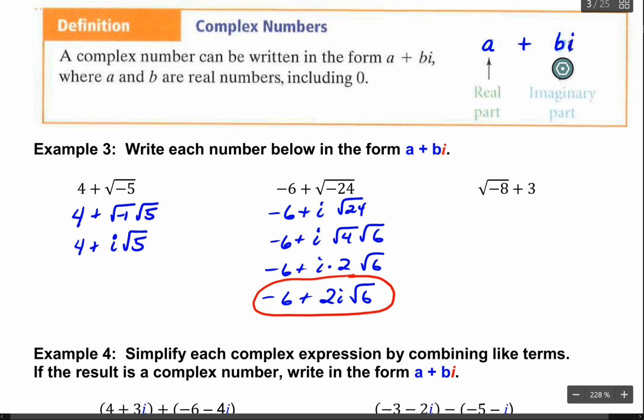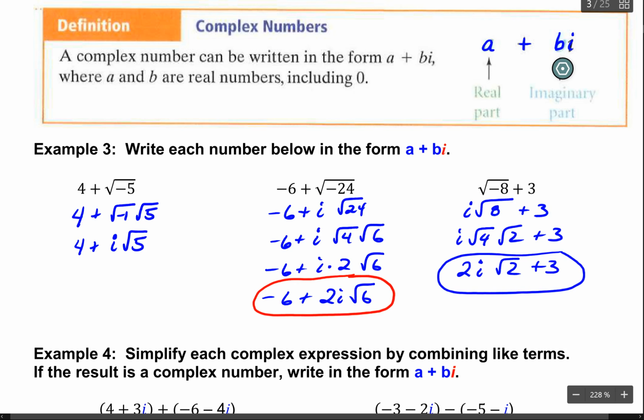Let's look at our next one. The negative on the negative 8 comes out as an i, and the 8 is going to be left inside. 8 breaks down into 4 and 2, and so the square root of 4 becomes 2i radical 2 plus 3. Hopefully you see on that one, I brought the 2 out front immediately and put the i at the back.